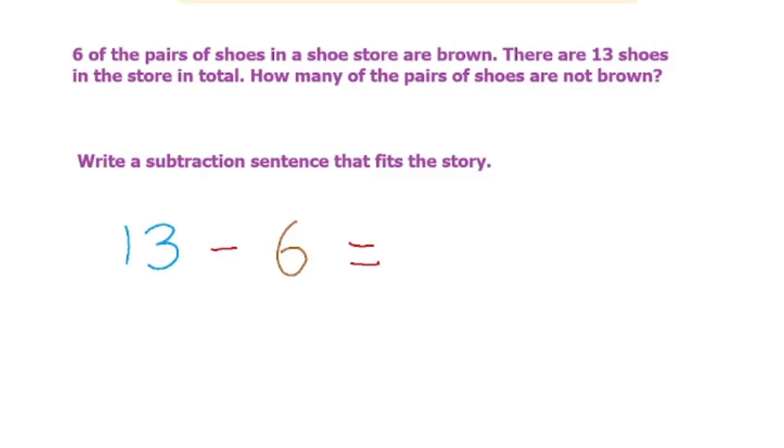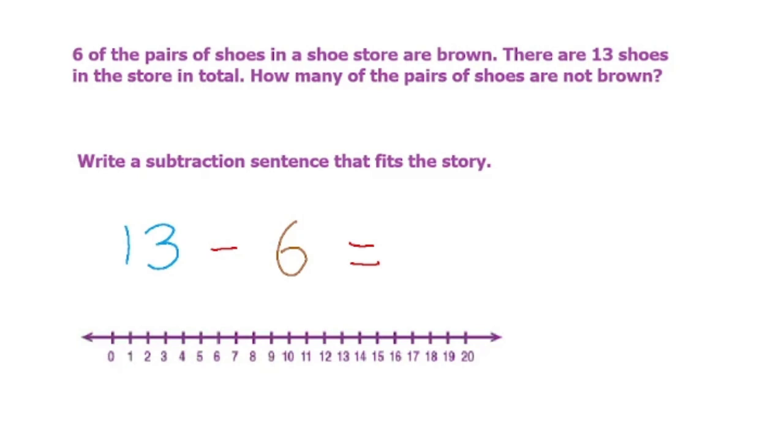So to easily do this, you could take a look at a number line and count backwards. You could just do it in your head if you're able to do it easily in your head. But we'll use the number line for this time. So if we start at 13, we go back 6, right? So 1, 2, 3, 4, 5, 6. So the number of shoes that are left over is 7. So we know that the number of shoes that are not brown is 7.